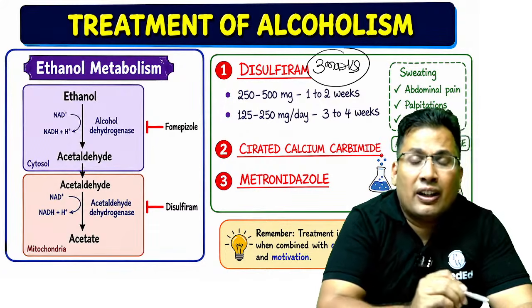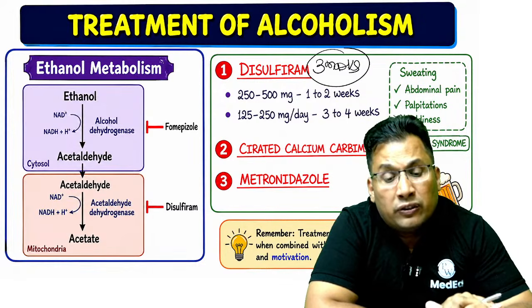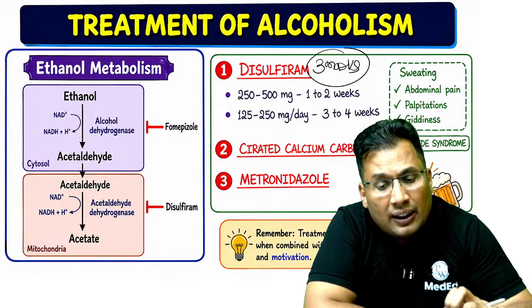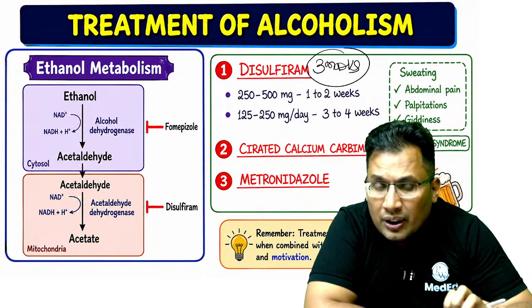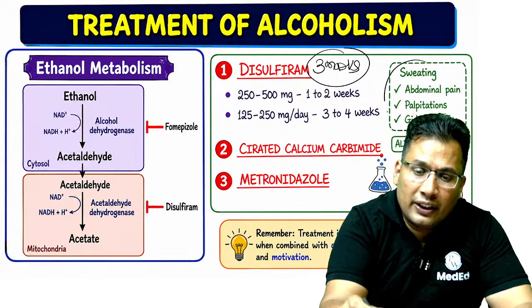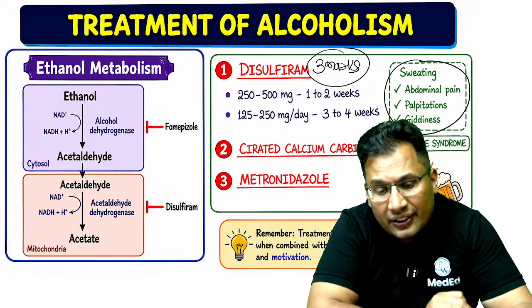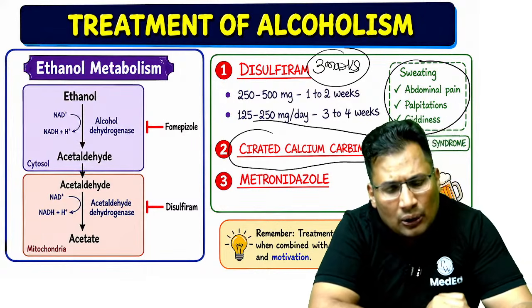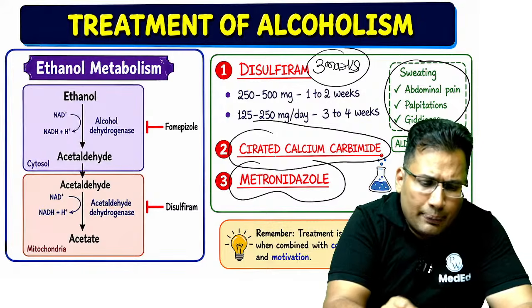Disulfiram is an anti-abuse drug. Dosage is 250 to 500 milligram for 1 to 2 weeks, then 125 to 250 milligram per day for 3 to 4 weeks. When a person takes alcohol along with disulfiram, there can be sweating, abdominal pain, palpitation, giddiness. You can also give citrated calcium carbamide in alcoholism. Metronidazole also can be tried.